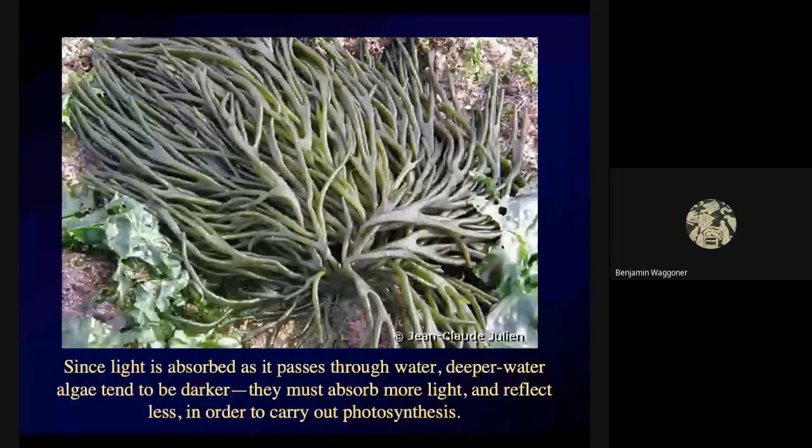Now, the deeper you go in water, the more light is absorbed and the darker it gets. And because light's absorbed as it passes through water, there's a trend for deeper water algae to look darker. That's a green alga, but you can see it's very dark green. Tips of it are almost starting to look black. And that's because deeper water algae, there's less light available, so they have to absorb more of what's there. So if they're absorbing more of what's there, they're reflecting less, and that means they're going to look darker.